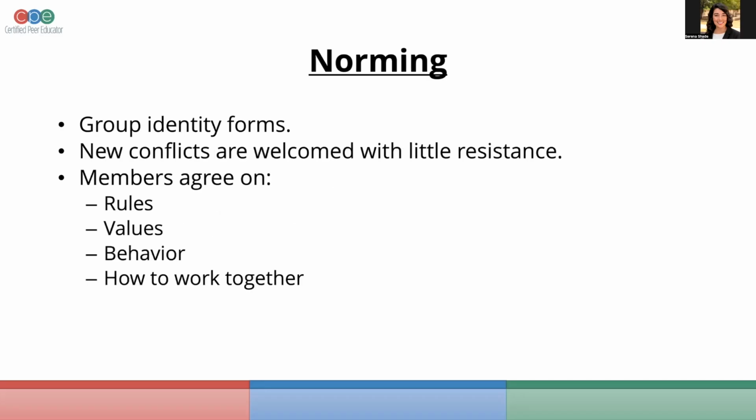Then we have the norming stage. When the group moves into a norming stage, it has successfully managed conflicts that have arisen. As such, group norms are set and a group identity develops. Group expectations are set and followed, and any damaged relationships from the storming stage are repaired. Groups in the norming stage might find it helpful to encourage members to embrace change and celebrate accomplishments.